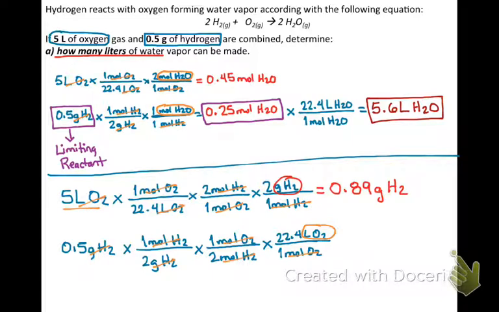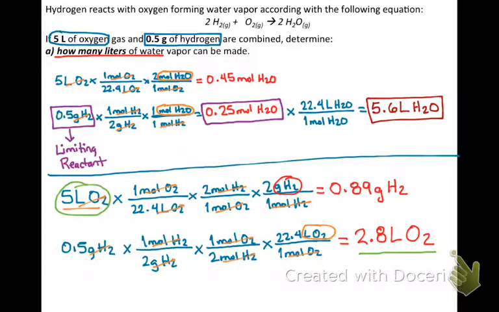That will give you that you need 2.8 liters of oxygen to react with the 0.5 grams of hydrogen. So again, it's clear. You need 2.8 liters and you have 5. So you have more than enough oxygen to react completely with the 0.5 grams of hydrogen.